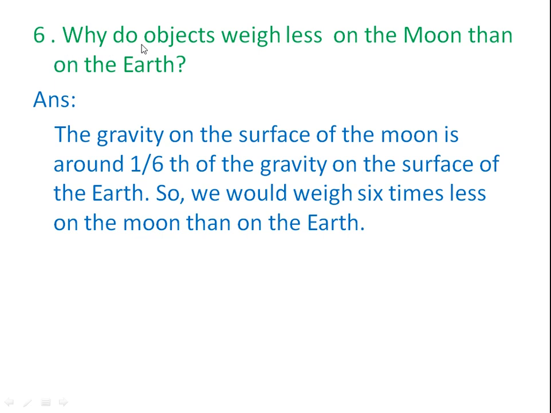Sixth question. Why do objects weigh less on the moon than on the earth? See the answer here. The gravity on the surface of the moon is around 1/6 of the gravity on the surface of the earth. So we would weigh 6 times less on the moon than on the earth. This is the cause of objects weighing less on the moon than on the earth.